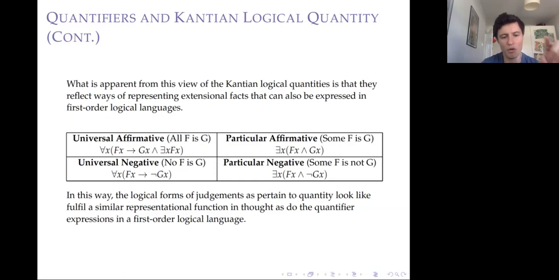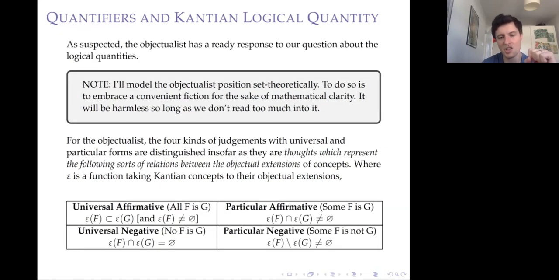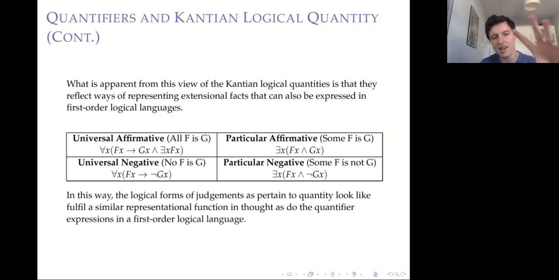If we think of the formulations I've given here, the set theoretic formulations, as something like the interpretations or the semantic clauses for a first-order language, they'll make these first-order logical sentences true. So we can think of Kantian logical quantities as reflecting ways of representing extensional facts that can also be expressed in first-order logical languages. And this also has the added advantage of saying, well, look, quantity here fulfills a similar representational function in thought for Kant as do the quantifier expressions in a first-order logical language.